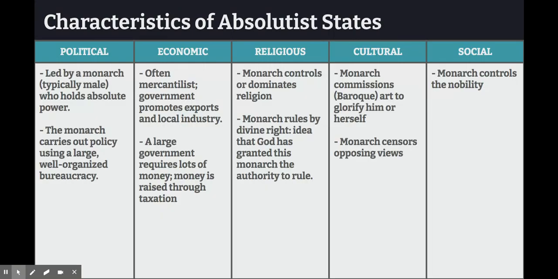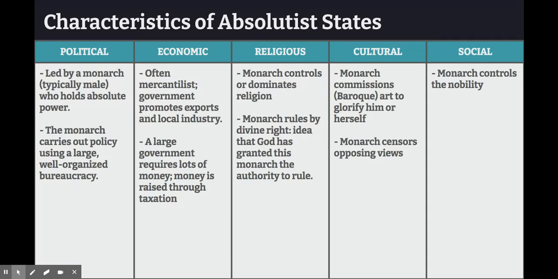All right, so what are the characteristics of absolutist states? Well, in terms of political characteristics, they are, of course, led by an absolute monarch. Now, these absolute monarchs are typically male. We're going to see a variation on absolute monarchy next unit, and one of those monarchs is a woman, but in this unit, they're all dudes. And this monarch carries out policy, as we mentioned, using a really large, well-organized bureaucracy. Now, consider the fact that he's the one who's hiring all these bureaucrats, so they're going to be pretty loyal to him, usually. In terms of economic policy, absolute monarchies are typically mercantilist, so you have to remember that from Unit 1. And we'll see the government promote exports and trade, as well as local industry.